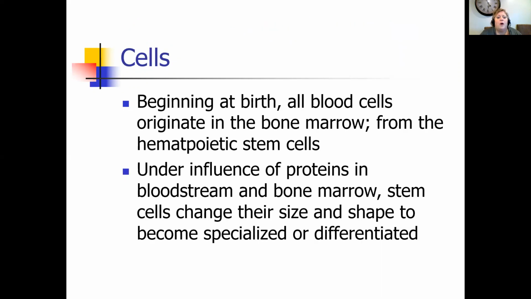Beginning at birth, all of the blood cells originate in the bone marrow, or the middle of the bone, the medullary cavity in the bone, and we'll talk about that when we get to that chapter. And all blood cells originate from the hematopoietic stem cells. And under the influence of proteins in the bloodstream and the bone marrow, these stem cells can change into any type of cell your body needs. They can change their size and shape to become specialized or differentiated, depending on what's needed at the time.